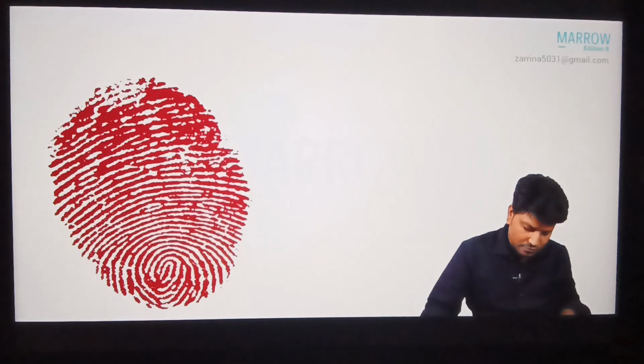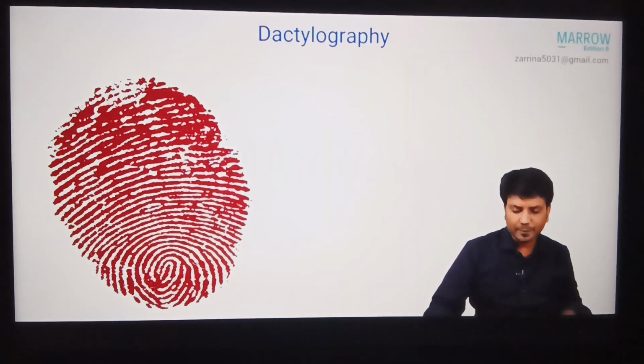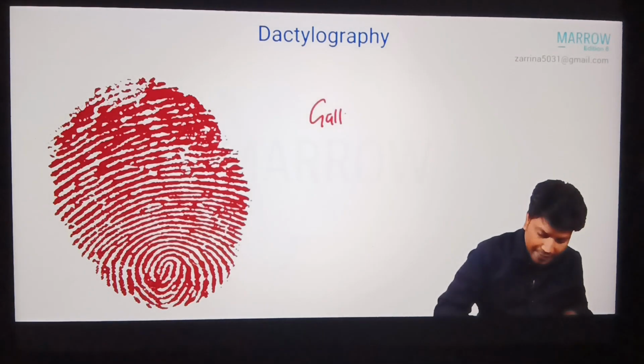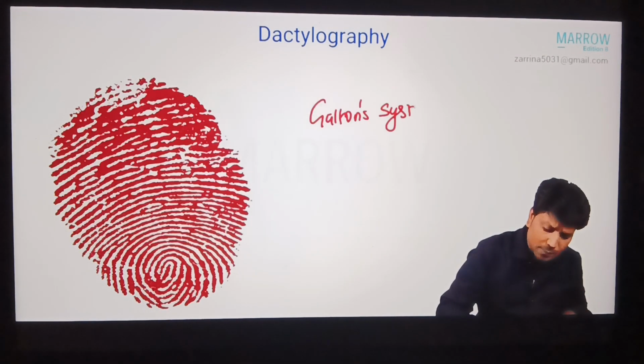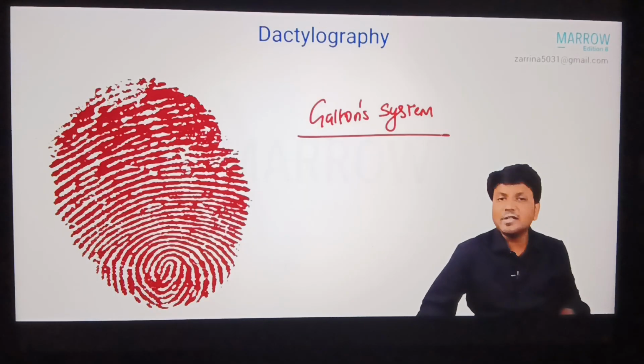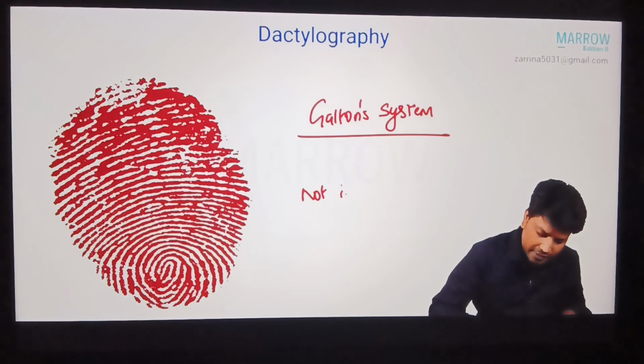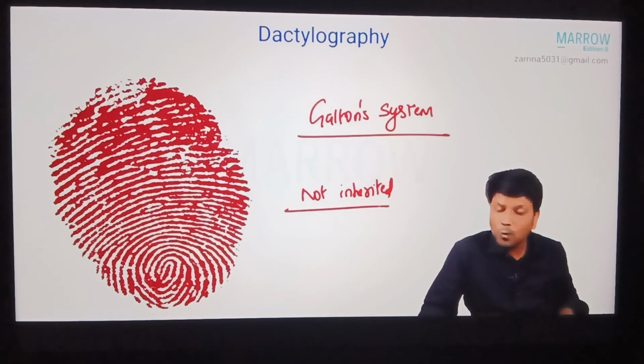Now coming to the fingerprinting, dactylography. Right? You see, dactylography, this is the best method I told you. We have a system called Galton system of fingerprinting. He was a person who systematized. It is different even in twins. That's why it is better than DNA fingerprinting, and it is not inherited, parents and kids will not have the same fingerprint. When does it develop?